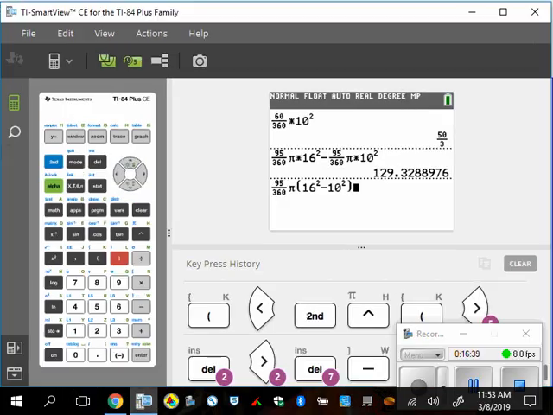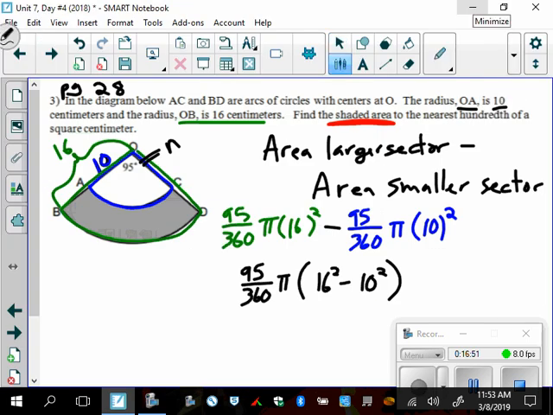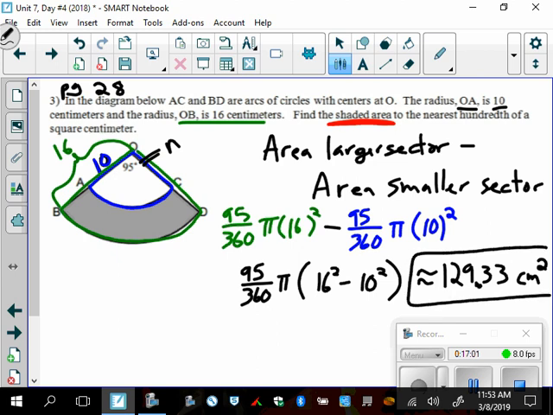Okay, so I typed it in both ways, 129.3288976, and in the nearest hundredth, 100 has two zeros, so I rounded two decimal places, 129.33. Now, unless they ask you to have units, you don't have to have units. If I did, it has to be squared because I'm talking about an area. So 129.33 centimeters squared. And you should expect to see this on our next quiz and test.